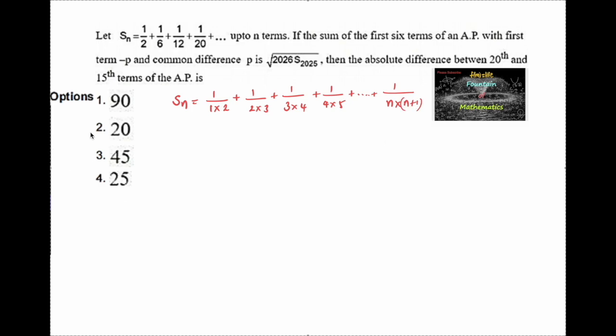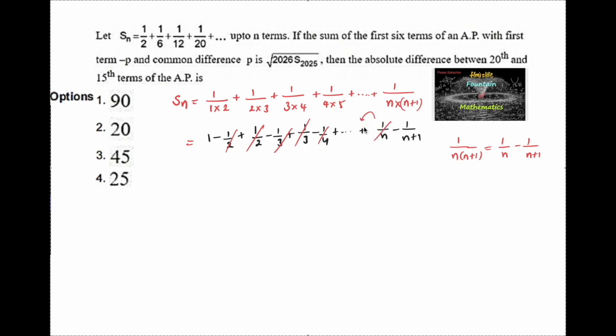So we know the concept. 1 upon n into n plus 1, we can write it as 1 by n minus 1 upon n plus 1. So here 1 upon 1 into 2, we can write it as 1 minus half, and 1 upon 2 into 3 we can write 1 by 2 minus 1 by 3, and 1 upon 3 into 4 we can write 1 by 3 minus 1 by 4, and so on, 1 upon n minus 1 upon n plus 1, so that we can cancel half, 1 by 3, 1 by 4, and so on. 1 by n will be cancelled with the before term. So there are only two terms remaining.